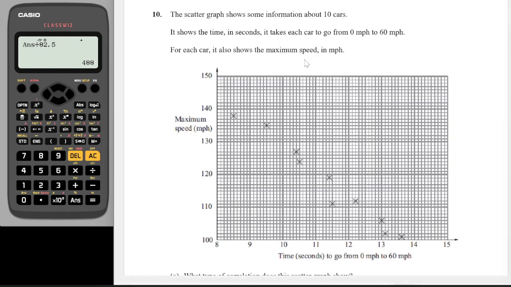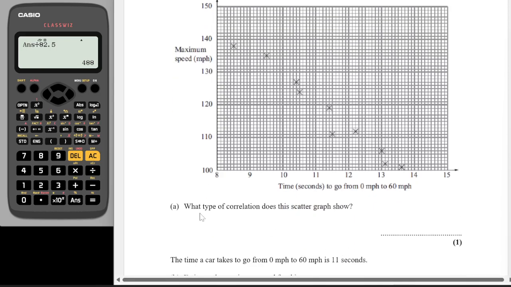Question 10. The scatter graph shows some information about 10 cars. It shows the time in seconds it takes for each car to go from 0 to 60 miles per hour. For each car, it also shows the maximum speed in miles per hour. So we've got maximum speed on the y-axis and we've got time on the x-axis. What type of correlation does this scatter diagram show? It's going downwards, so it shows negative correlation.